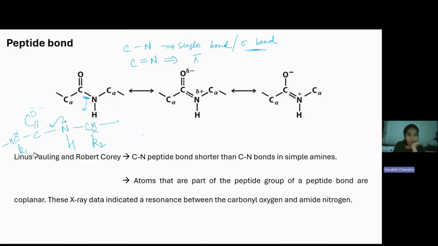This is what I was showing: the lone pair is given off here, then this goes off there, so there is delocalization of the electrons over this region. If this is given off here and this is taken there, then eventually you get O minus and N plus. So there is a partial positive charge, delta plus, on the N atom and delta minus on the oxygen atom here.